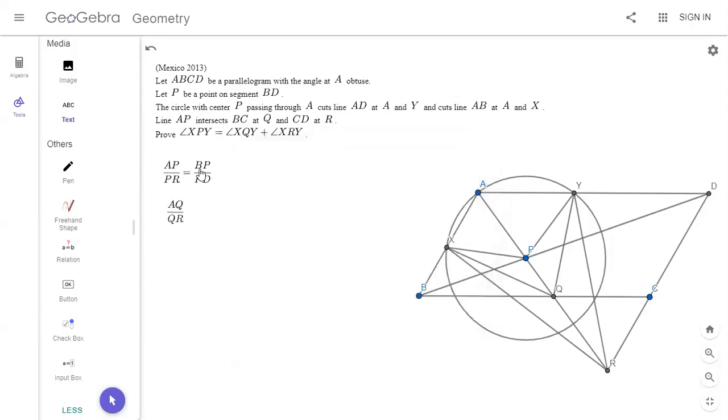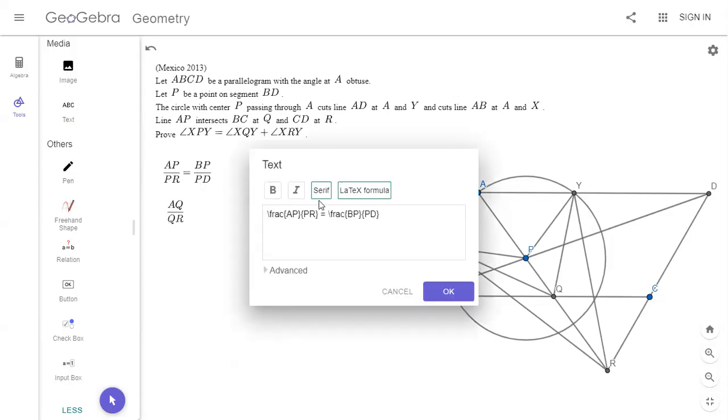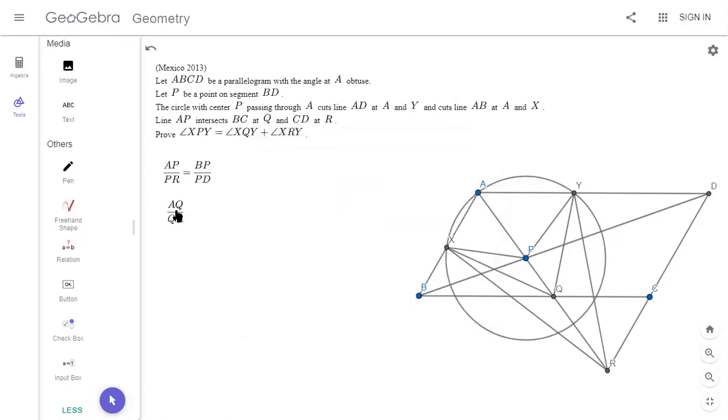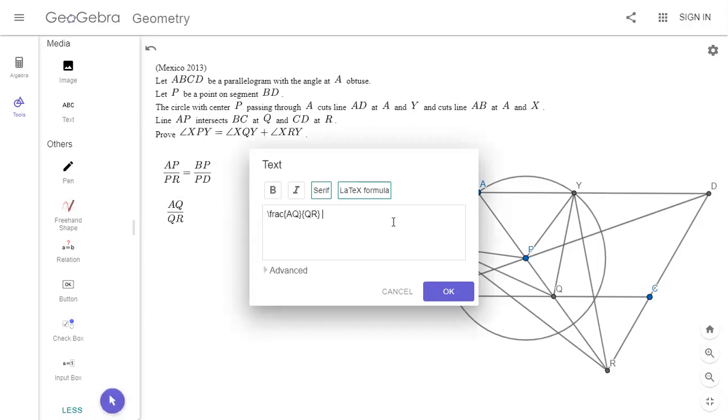Oh, actually, you know what? It's probably better to say AB over RD. Yeah. Or actually, I don't know. It doesn't matter actually, it probably doesn't matter. So AQ over QR is BQ over QC.